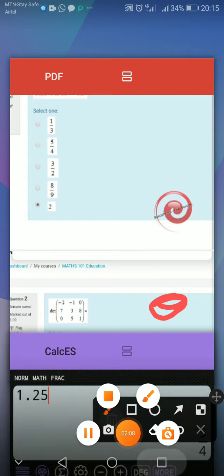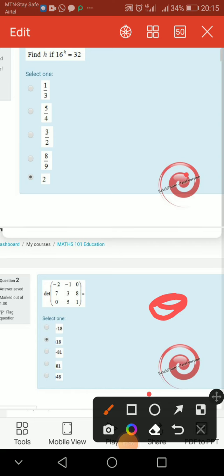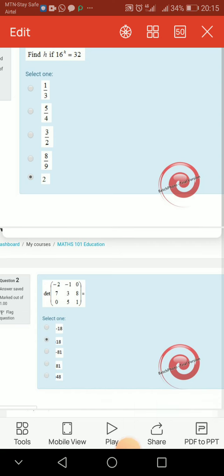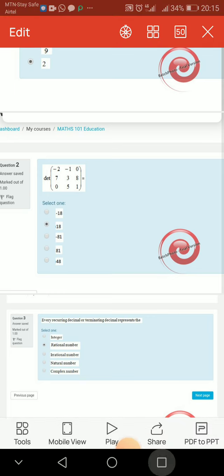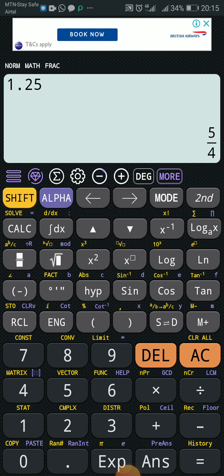Okay, so that now leads us to the next question. The next one says we should find the determinant of -2 -1 0 7 3 8 0 5 1. Okay, now to find determinant, my calculator has to be in matrix mode. So in that case, this calculator is quite different from your own. Okay, now my calculator, the previous question, my calculator solved it immediately I inputted it.